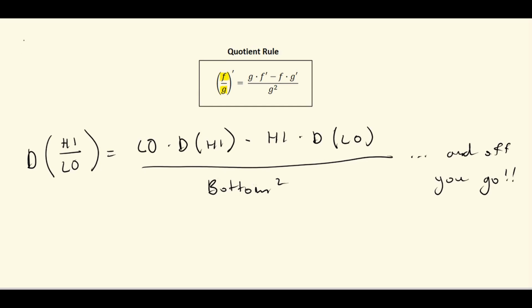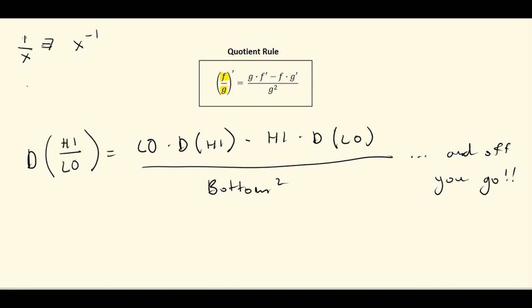A thing to note is that sometimes we have things like 1 over x and we have to find a derivative. Well, we could use the quotient rule to find a derivative, but an easier way is to just rewrite this as x to the negative first power, and then all we have to do is use the power rule to find the derivative.